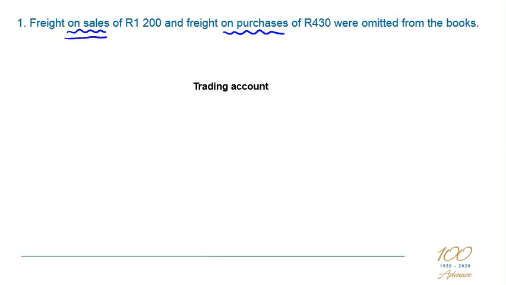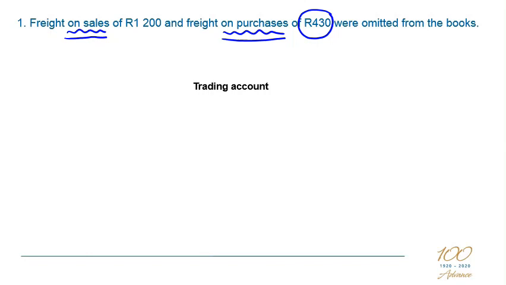Now, which one of these two is essential for this trading transaction to take place? I will have to transfer the goods from the supplier to my premises, because if it's not at my premises, I can't sell the items. So this 430 Rand is essential for the trading to take place.